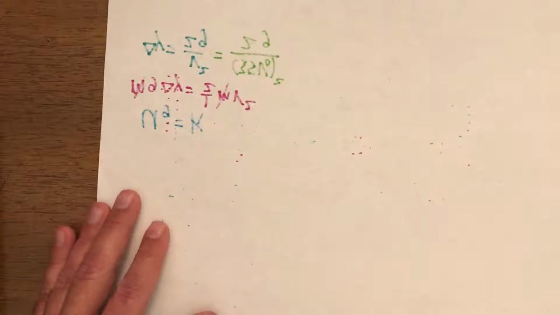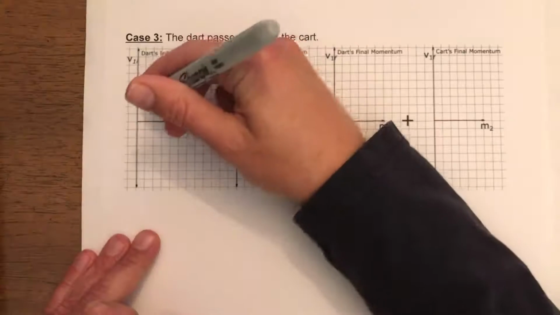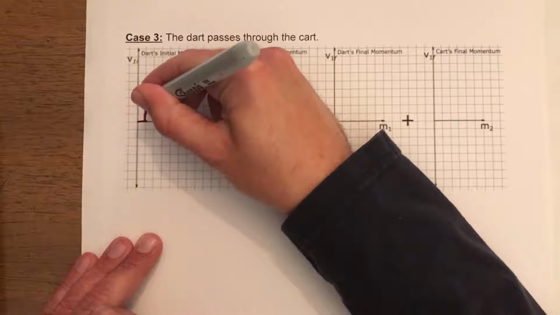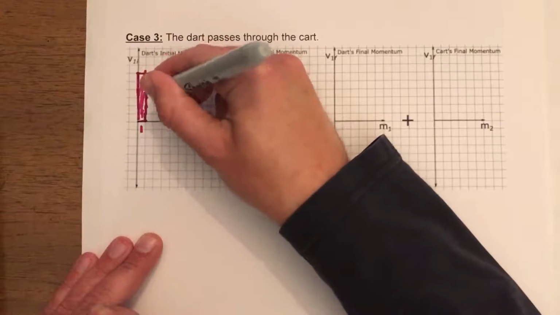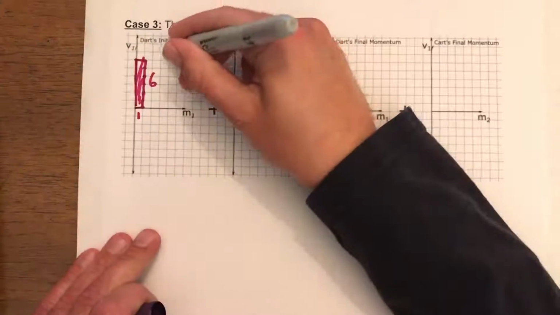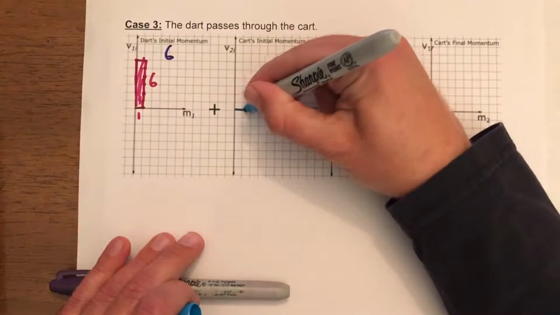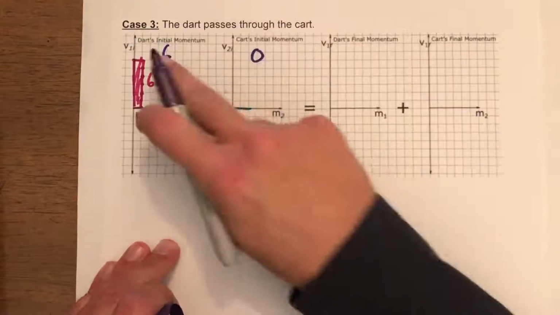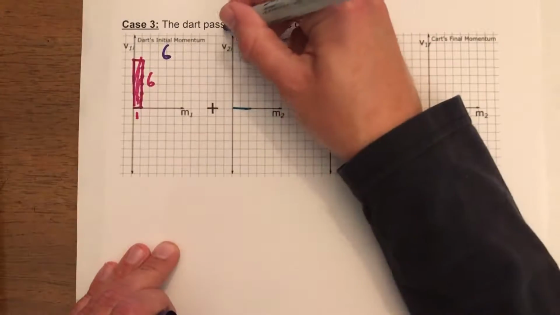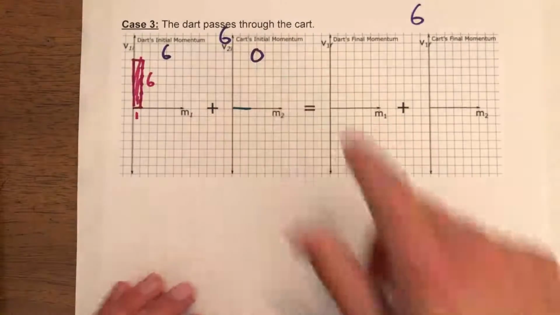Let's do the third case. And this is the dart passes through the cart. So in this case, once again, same beginning here. So 1 wide and 1, 2, 3, 4, 5, 6 tall there. So we're 1 by 6 for a total of 6 for the dart. And just like before, the cart here is 2 units of mass, but it's not going any speed at all beforehand, so it has 0 momentum. So 6 plus 0 is a total of 6 before, so we have to have a total of 6 afterwards again. But now it says the dart passes through the cart.